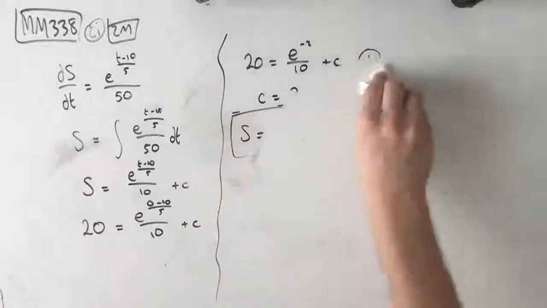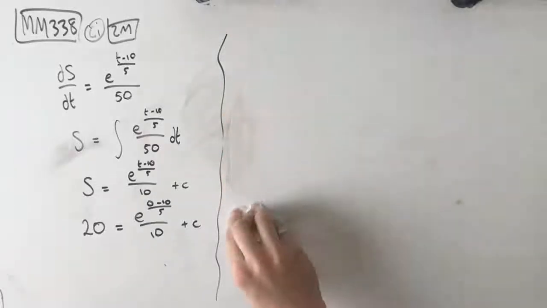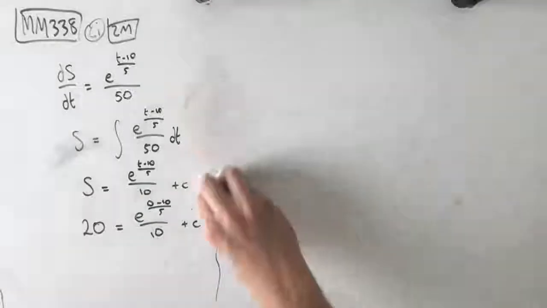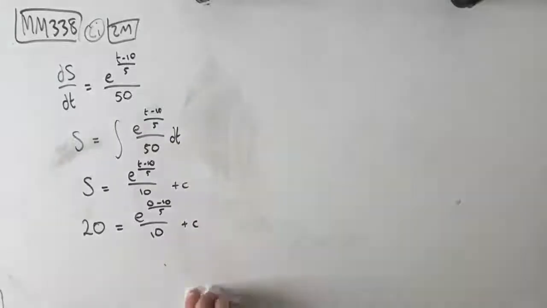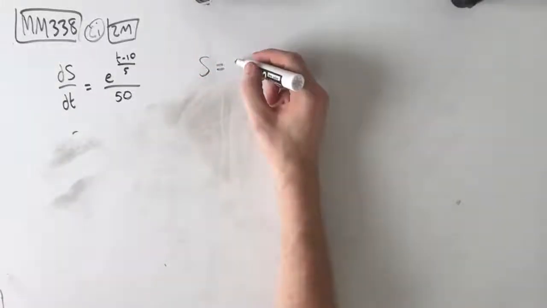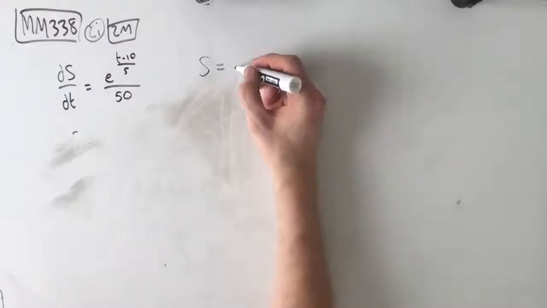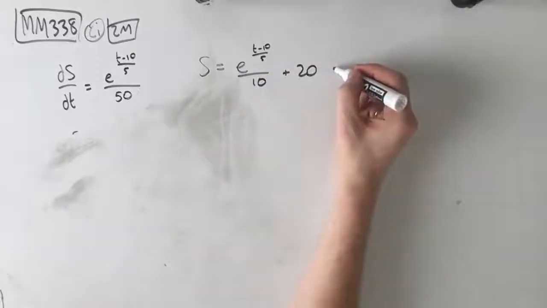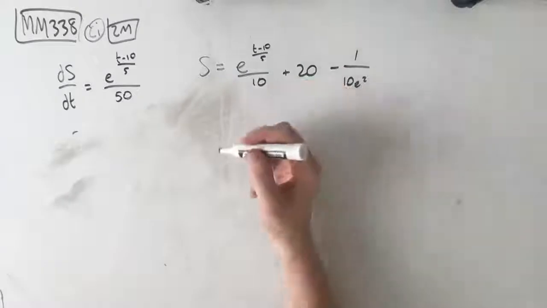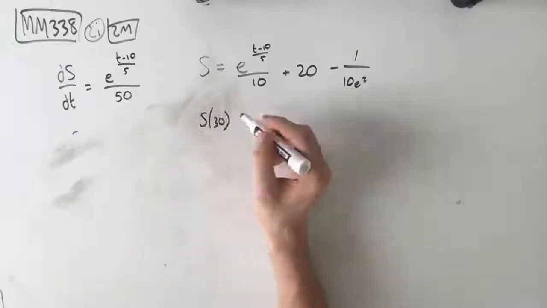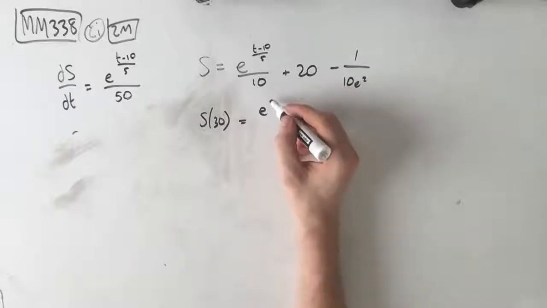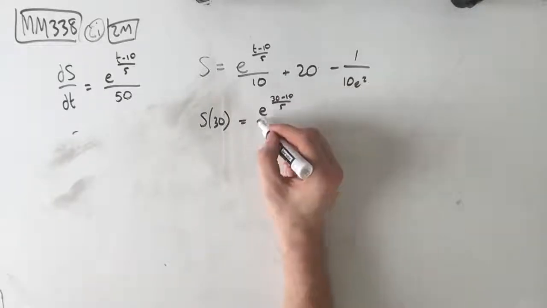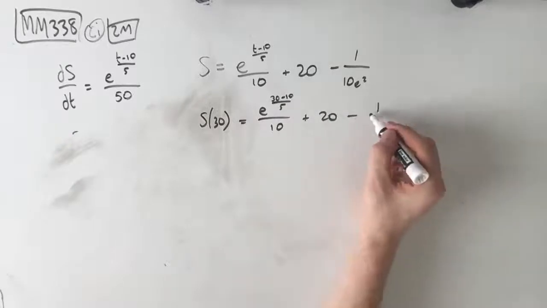C II is quite straightforward. It says, how much money will Ben have after 30 months of this savings plan? So the way we figure that out is we know that the total savings is given by s equals e to the t take 10 over 5 over 10 plus 20 minus 1 over 10 e squared. And we're looking for s of 30, right? We're looking for the savings 30 months after he starts. So e to the power of 30 minus 10 over 5 over 10 plus 20, take 1 over 10 e squared.